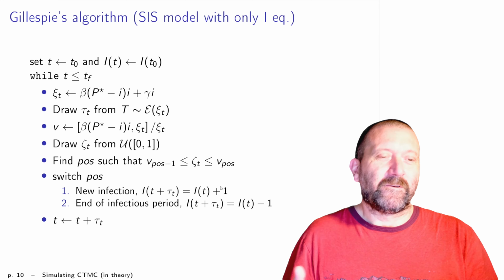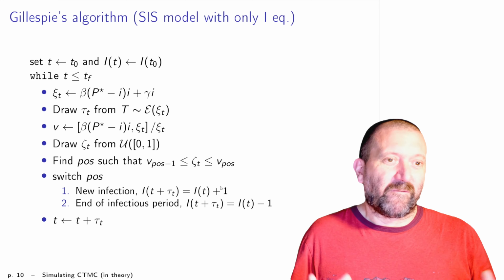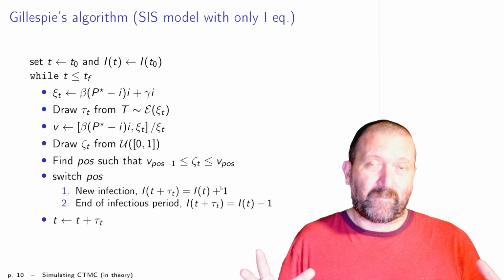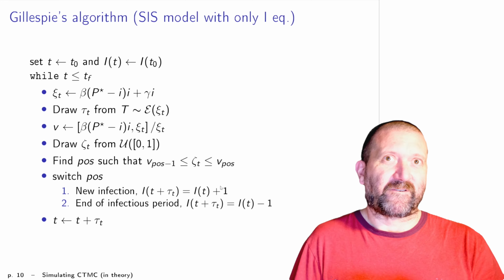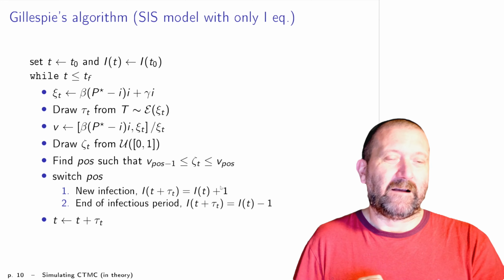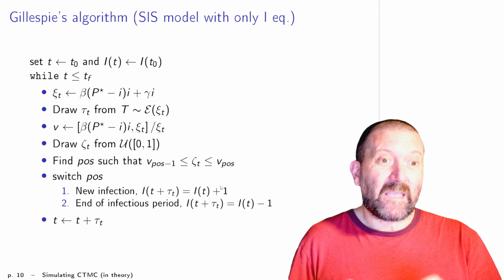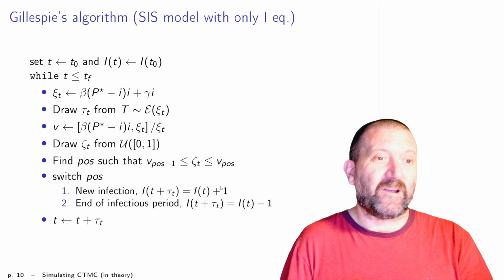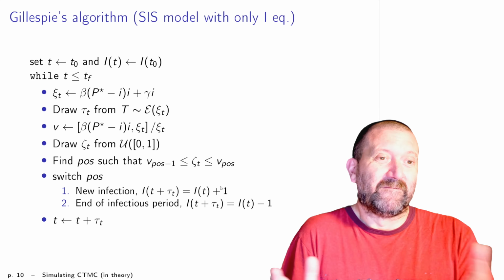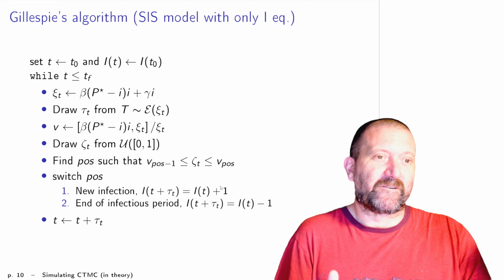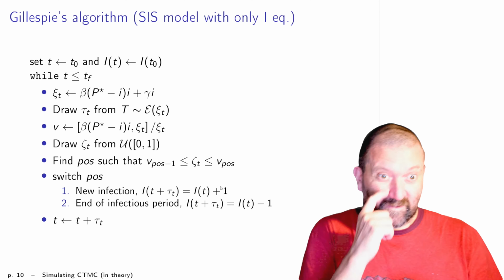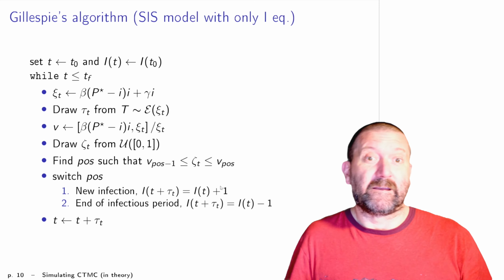So let me show you the SIS model. I'm going to simplify things because, as I pointed out, the SIS model that I was showing you earlier has only a constant total population, so I can just say that S is the total population minus I. Okay, so I can just focus on the I equation.